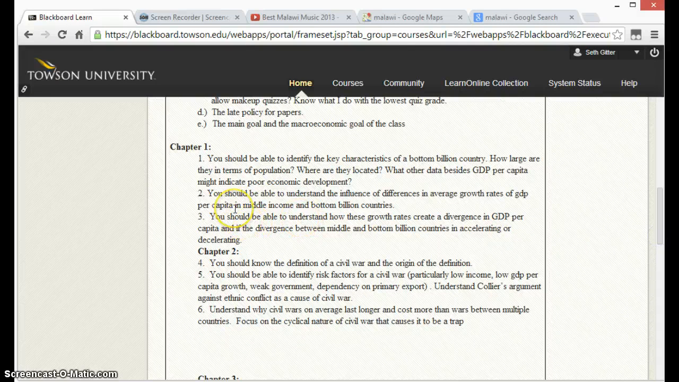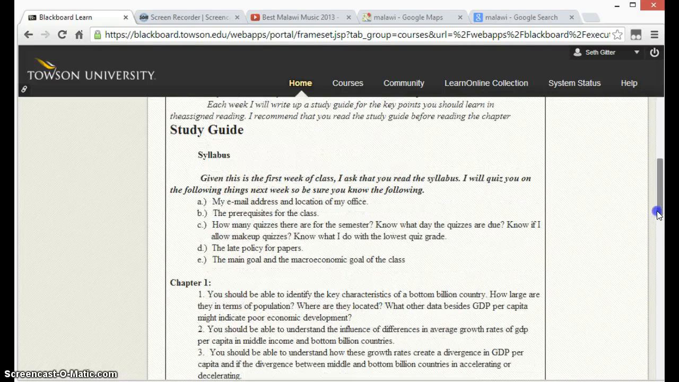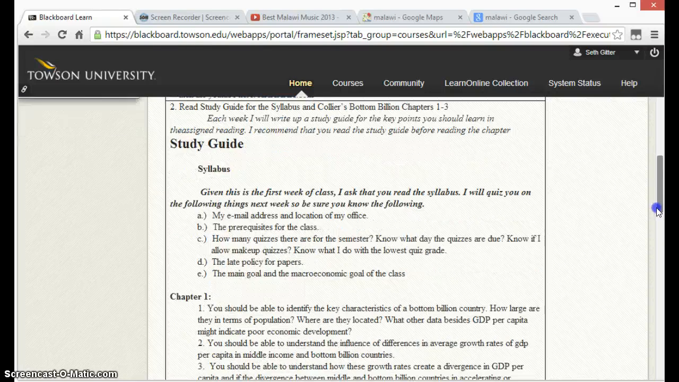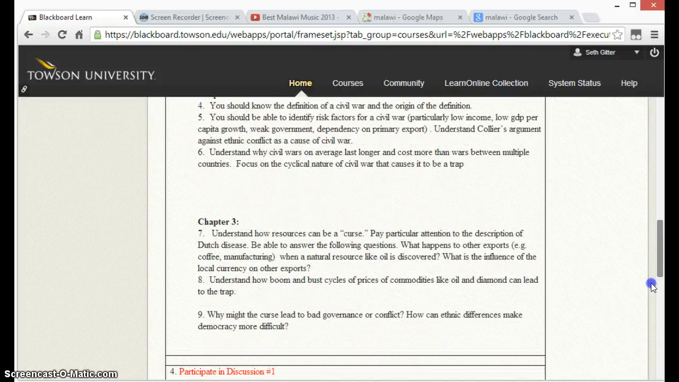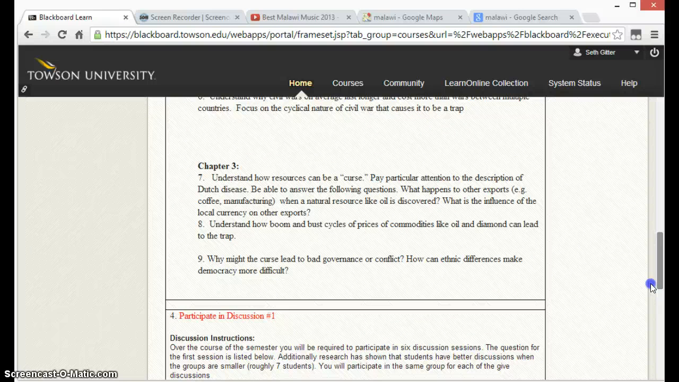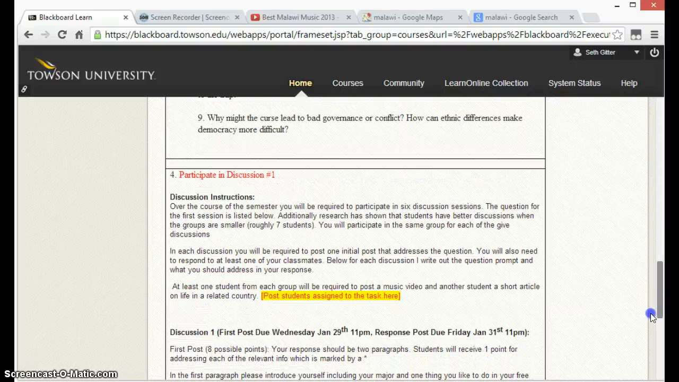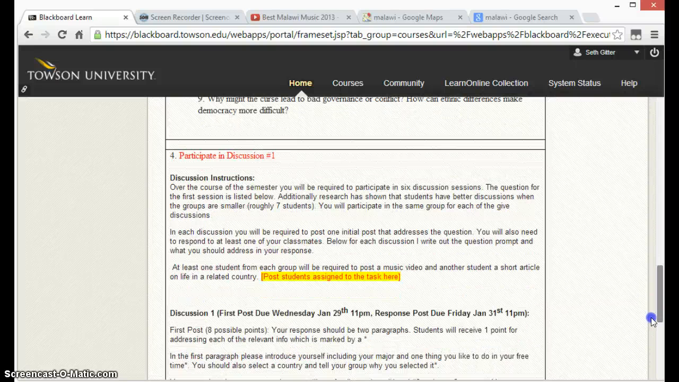out other things like, you should be able to understand the influence of differences in average growth rates of GDP per capita in middle income and bottom billion countries. So when you go through each of the chapters in Paul Collier's Bottom Billion, you can answer the questions on the study guide, and then when you get ready for the discussions or the weekly quizzes, if you have it all written out either by hand or in a Word document, then you'll be all set to go.